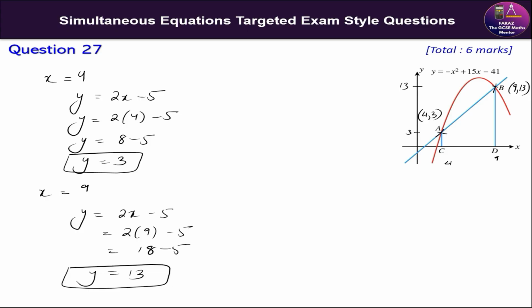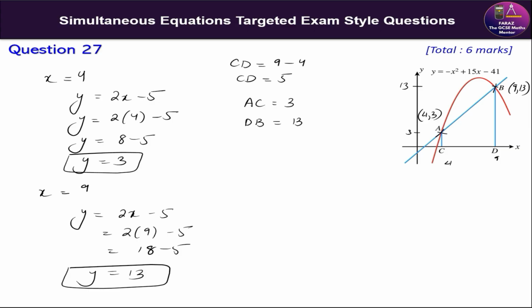Since C and D lie directly below A and B, on the x-axis we can say that the length of CD equals 9 minus 4, and that would be 5. And the height from C to A must be 3, so AC equals 3. That is the height from C to A. And the height from D to B must be 13. The length of DB must be 13.